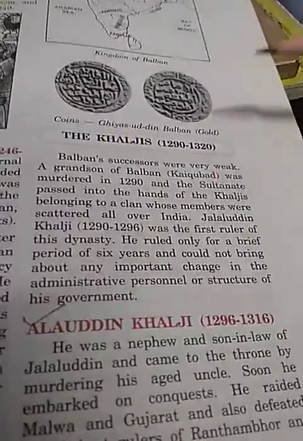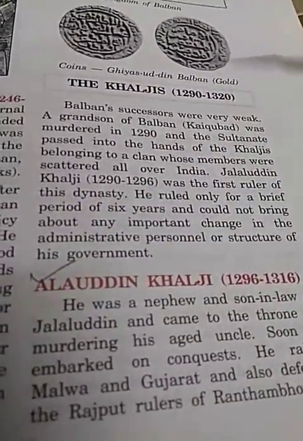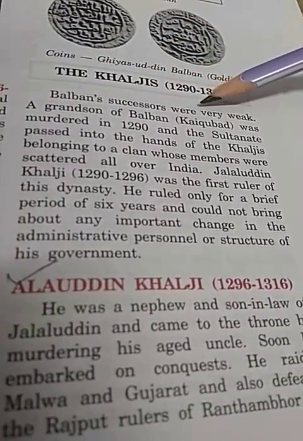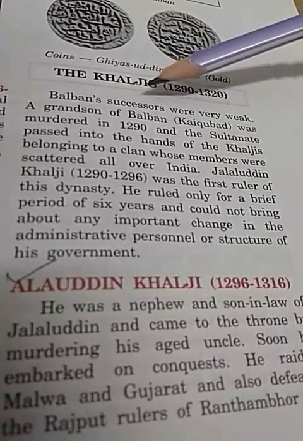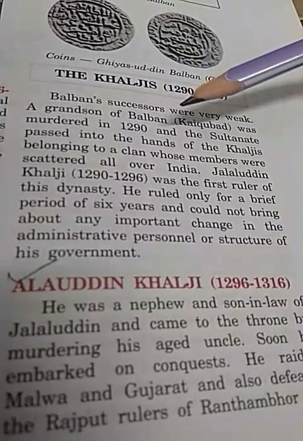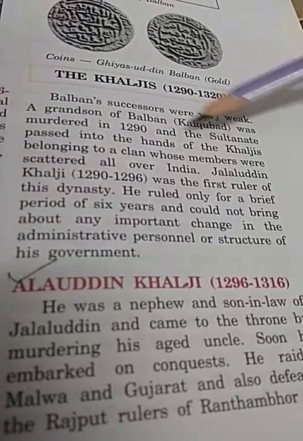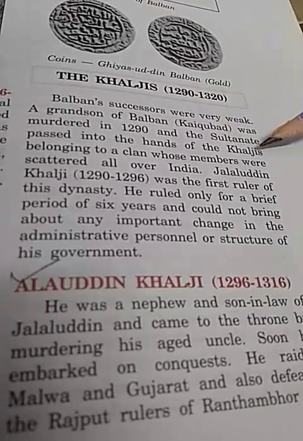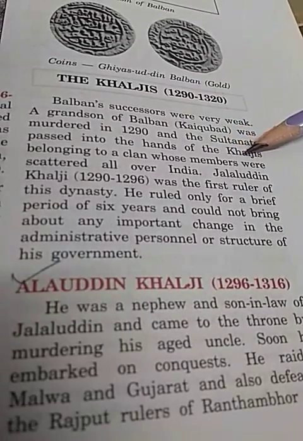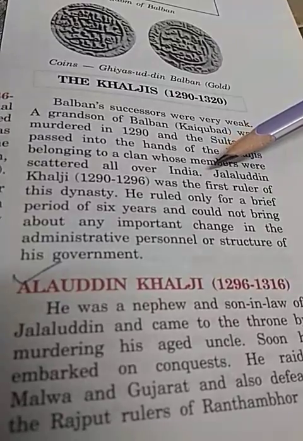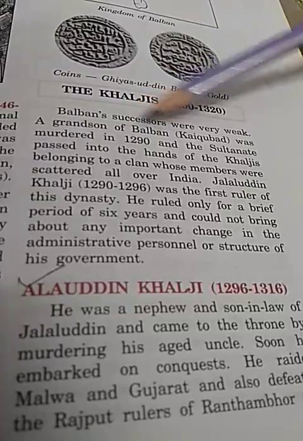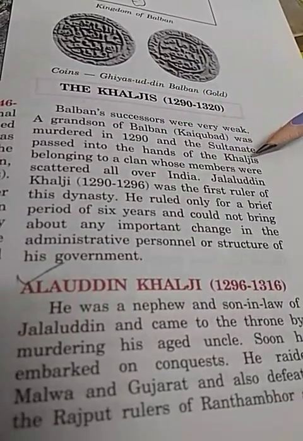The next topic is the Khiljis. Under the Khiljis we have Alauddin Khilji. Let us start with this: Balban's successors were very weak. A grandson of Balban was murdered in 1290 and the Sultanate passed into the hands of the Khiljis, belonging to a clan whose members were scattered all over India. So Balban's dynasty came to an end and the next dynasty, the Khiljis, started.